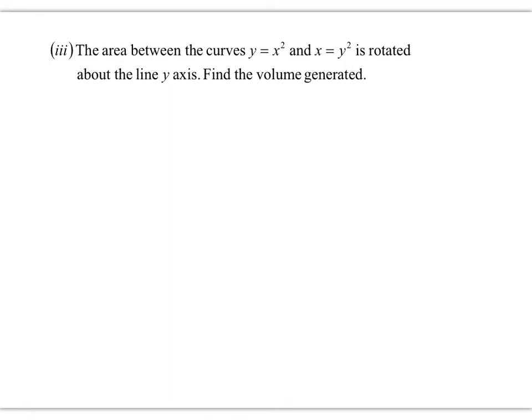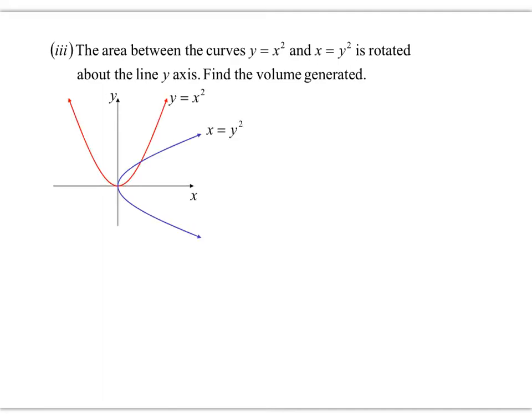Example 3, find the area of the curves y equals x squared and x equals y squared when that's rotated about the line, the y-axis. Now find its volume. So this region is rotated in that direction, about the y-axis. So imagine what that shape is going to look like. We obviously need the point of intersection, so solve those simultaneously, and you end up getting 1, 1.